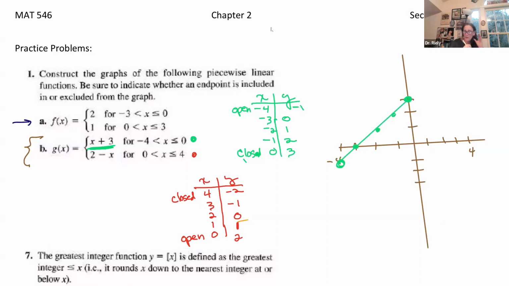So you always have to look out because they can use a parabola too. And if that's the case, you're not going to draw a straight line. So here's my first line.